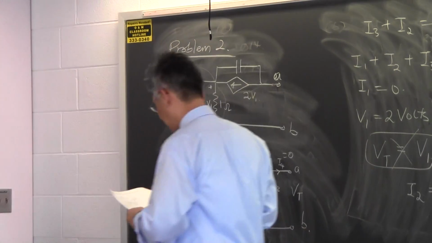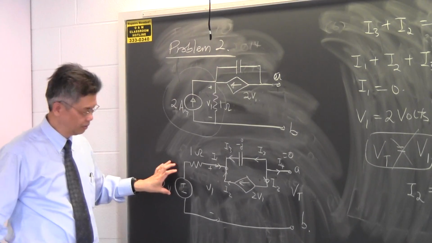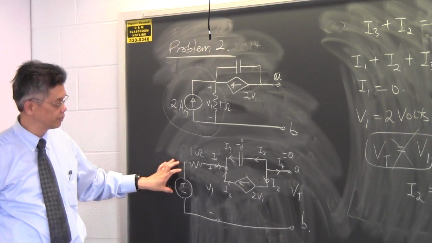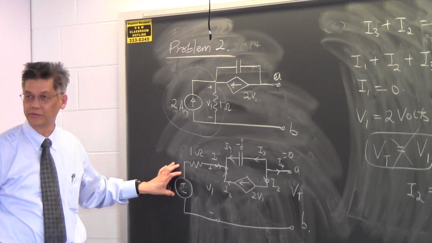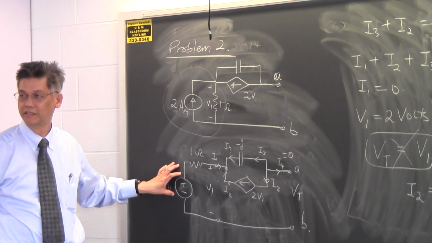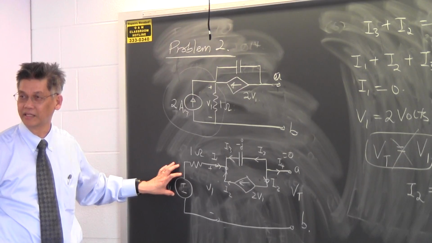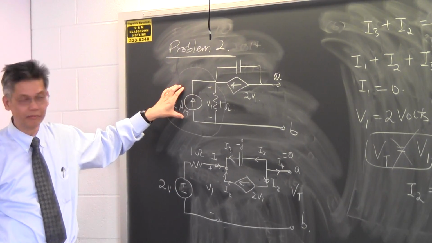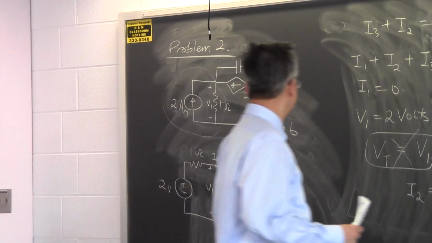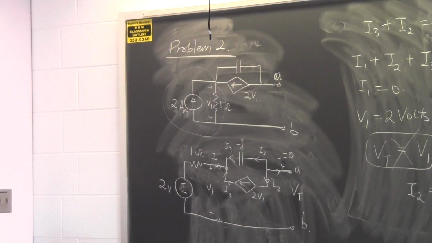If you were to use the test signal method, you have to turn off the source. If you turn off the voltage source, what does it become? A short circuit, right? And if you turn off the current source, what does it become? Open circuit. So both of those circuits, if you were to use the test signal method, will look something like this.